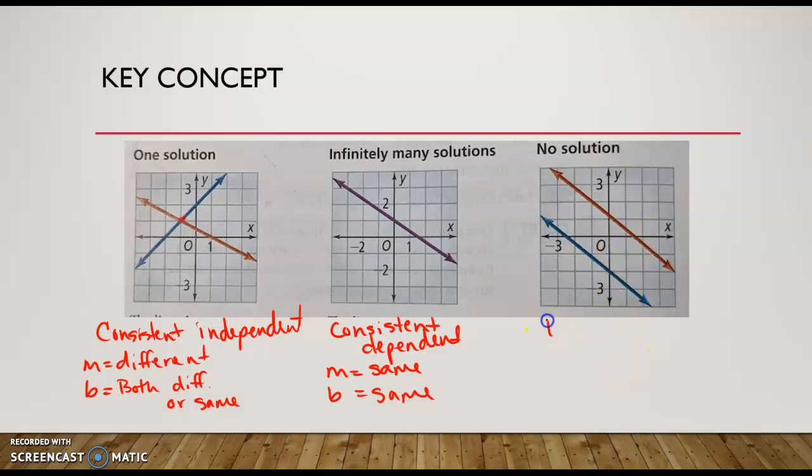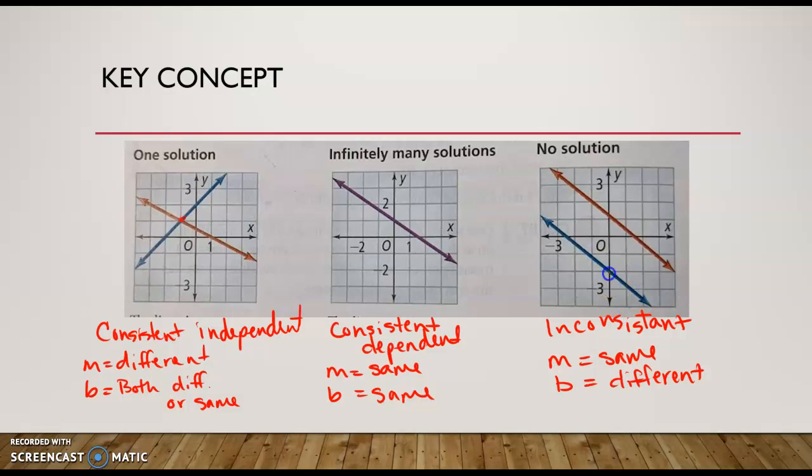And then our no solution, this is what we call an inconsistent. Oops, I looked away and I think I just spelled that wrong. Go look up how to spell it on that first slide. For this, our m is the same, our slope is the same, but our y-intercept will always be different, because these would be parallel lines. That's what they are. And so to be parallel, you have to have the same slope, but different lines.